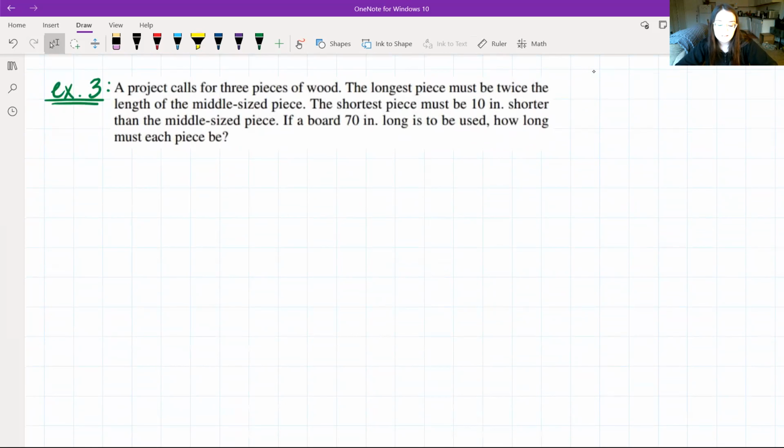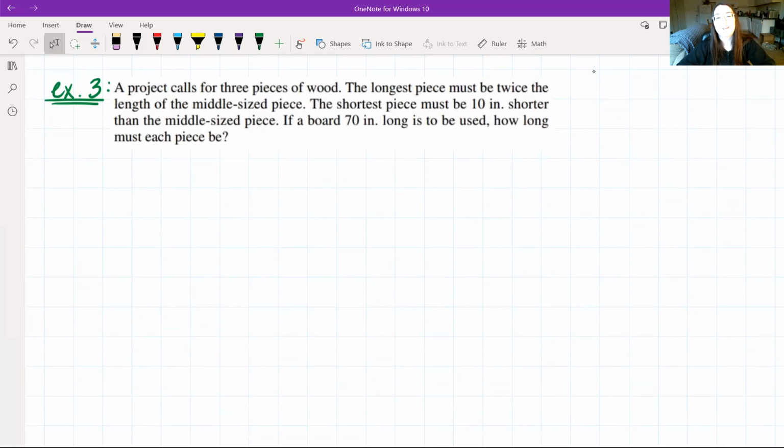So example 3, we have a project calls for 3 pieces of wood. The longest piece must be twice the length of the middle-sized piece, and the shortest piece must be 10 inches shorter than the middle-sized piece. If a board 70 inches long is to be used, how long must each piece be?